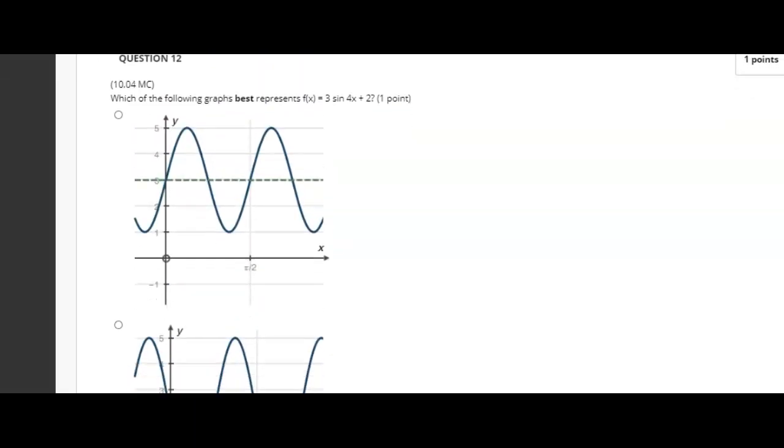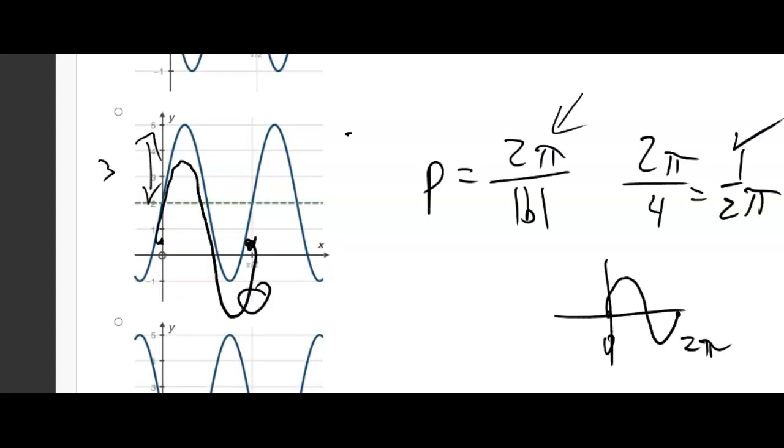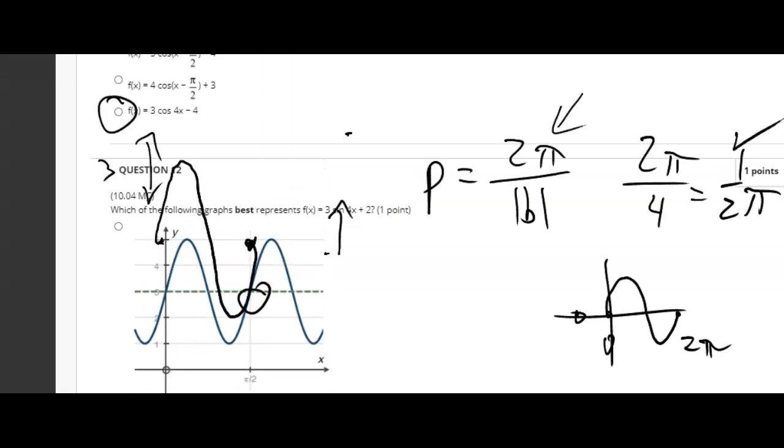The third one, the plus 2, means it shifted up from the midline. The parent function's midline is at y equals 0, and now it's shifted up to y equals 2. So that graph fits all the criteria of this trig function. That's how you would pick it. I hope this helps. Just make sure you use your notes. Thanks.